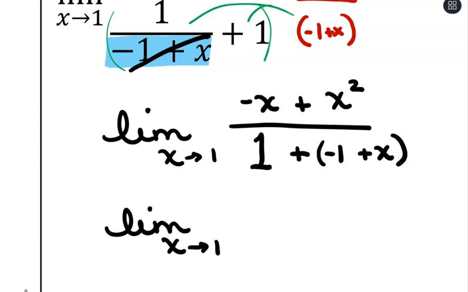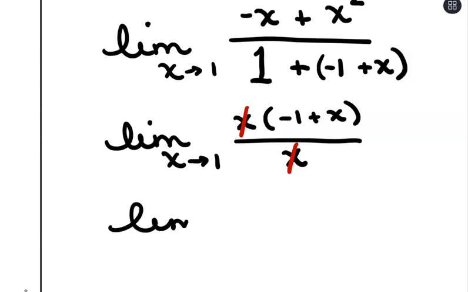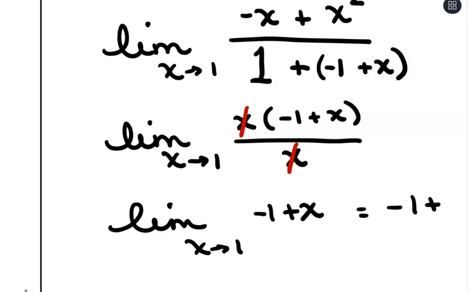I'm going to go ahead and factor out, can either do x or negative x. Let's go ahead with positive x. And that'll leave us with a negative 1 plus x. And then down here, 1 plus a negative 1 turns into 0, so all we have is an x left over. So with that, we can see the x's cancel out. So then all we're evaluating is the limit as x approaches 1 of negative 1 plus x. And now we can plug in 1, so negative 1 plus 1 turns into 0.